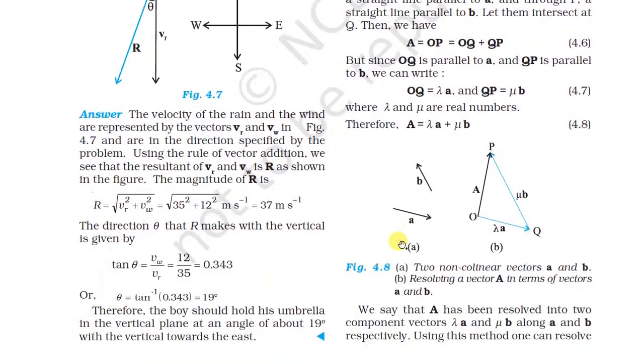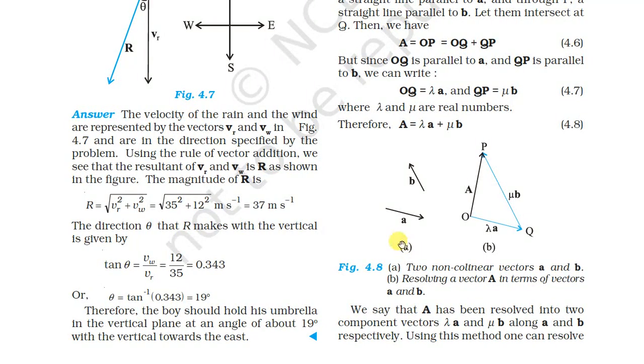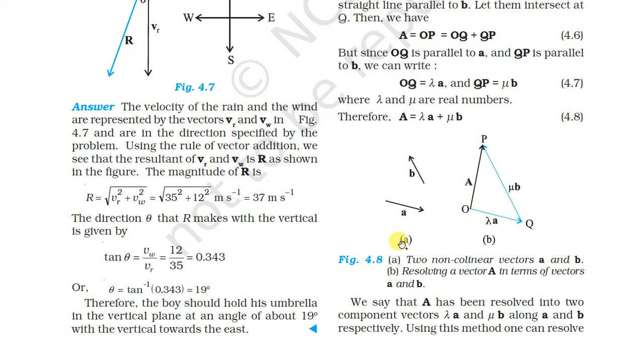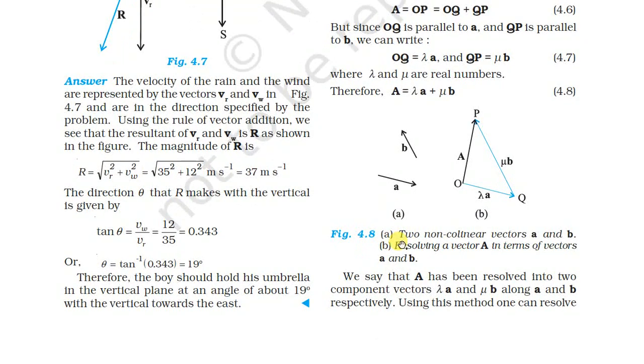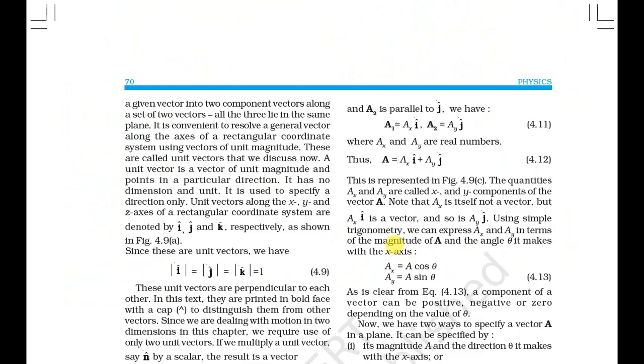So with two non-collinear vectors a and b, we are resolving the vector A in terms of these vectors, and we say that A has been resolved into two component vectors, lambda a and mu b, along a and b respectively. Using this method, one can resolve a given vector into two component vectors along a set of two vectors, all three lying in the same plane.